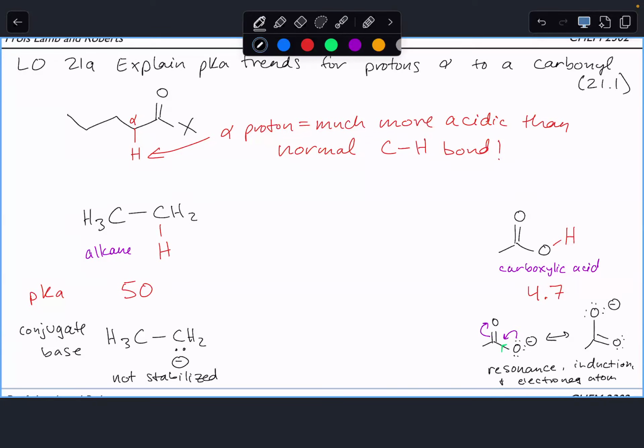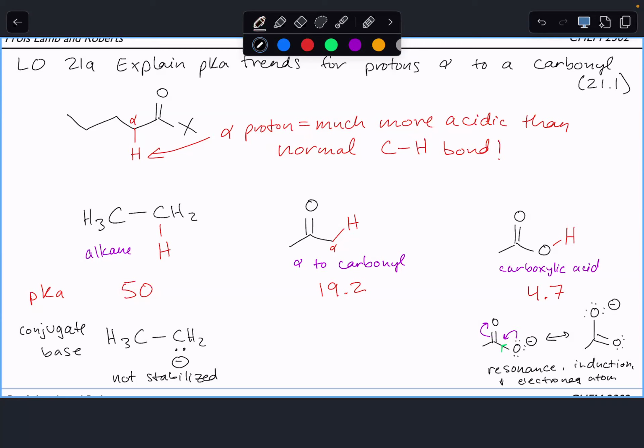Okay, so now we're talking about something in the middle. So it's not as acidic as a carboxylic acid, but it's much more acidic than an alkane. So if I take acetone as an example, so just a basic ketone here, I can highlight one of these alpha protons, right? So this is alpha to a carbonyl. The pKa of acetone is 19.2. So it's not 4.7, right? It's not as acidic as a carboxylic acid, but it's definitely not 50, right? So we're kind of somewhere in the middle, right?